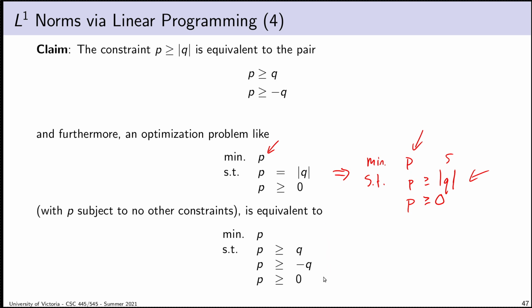So because no other constraints are acting on p, I don't actually have to think about this like an equality symbol. I can instead think of it like a greater than or equal to sign. Okay, then I go back up here. This constraint, p is greater than or equal to absolute value of q.